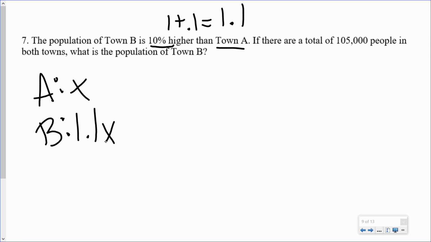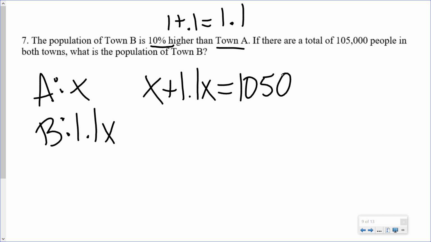If there are a total of 105,000 people in both towns, so if I add town A to town B, I get 105,000. So it's the same thing when you're dealing with percents, but remember with percents, if you're increasing or decreasing by a percent, you have to add or subtract that to 1 and multiply whenever you're dealing with a percent.